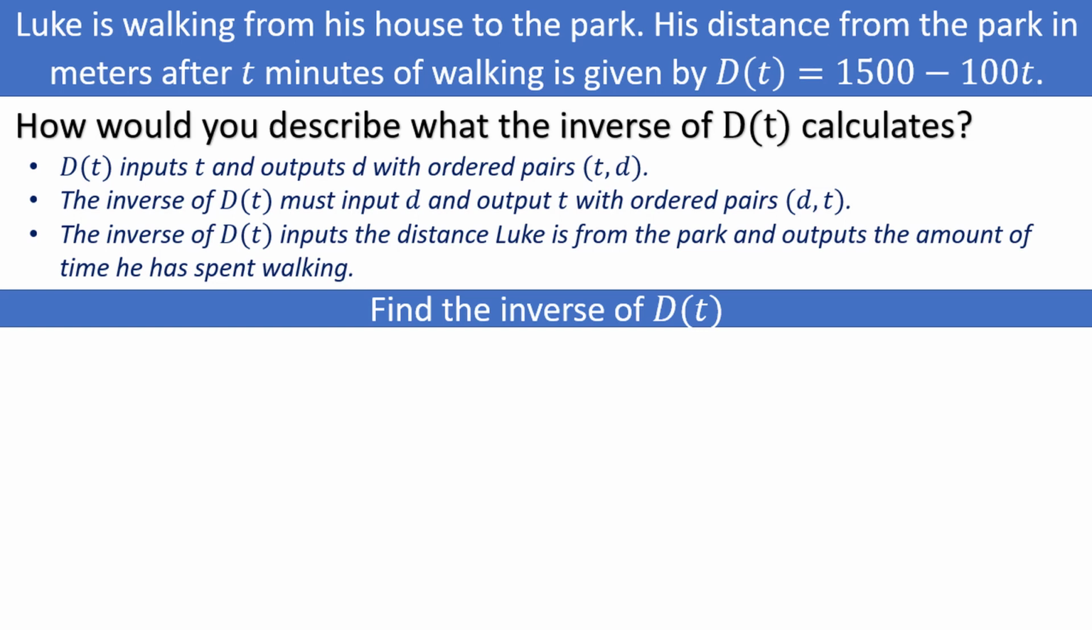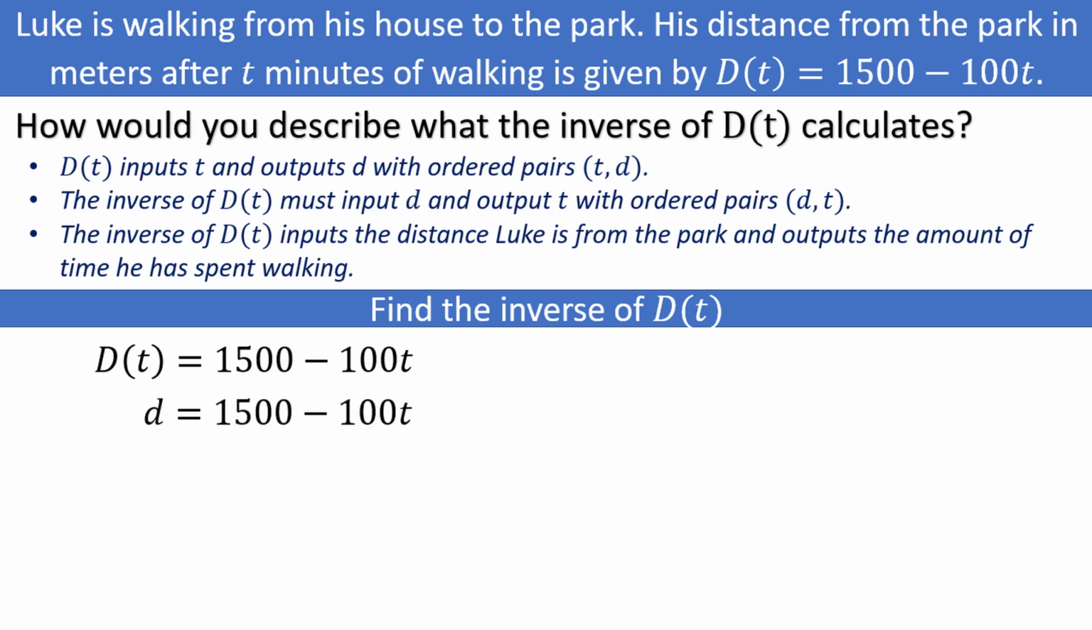The original function is d of t is equal to 1,500 minus 100t. Usually, we replace f of x with y, but here we need to replace d of t with d. We have d is equal to 1,500 minus 100t. Now usually we would switch our variables around at this point to represent that the inputs and the outputs are switching around. But since d and t stand for specific variables in this problem, we don't need to switch d and t around. We can simply solve for t with the function that we have.